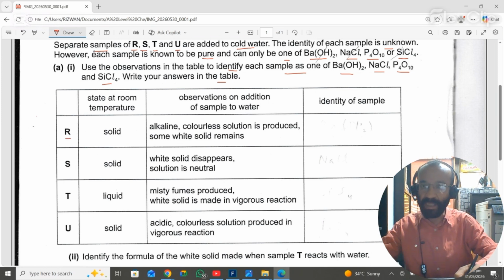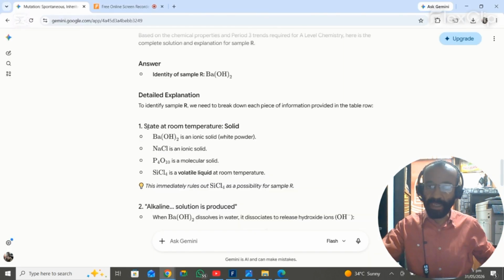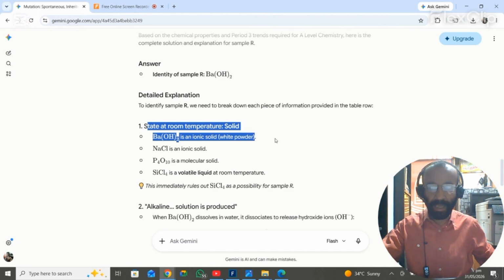R part: the state at room temperature is solid. Observations on addition of the sample to the water: alkaline, colorless solution is produced, some white solid remains. So, out of these four options, this will be Ba(OH)2. The state at room temperature is solid, and Ba(OH)2 is an ionic solid, a white powder.